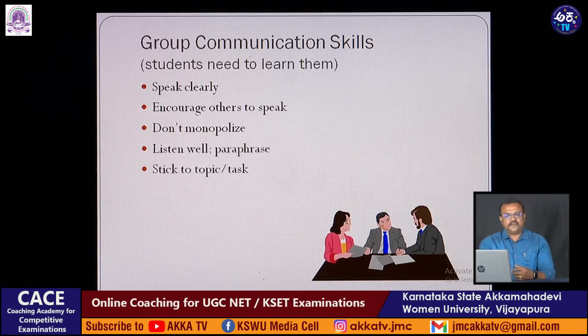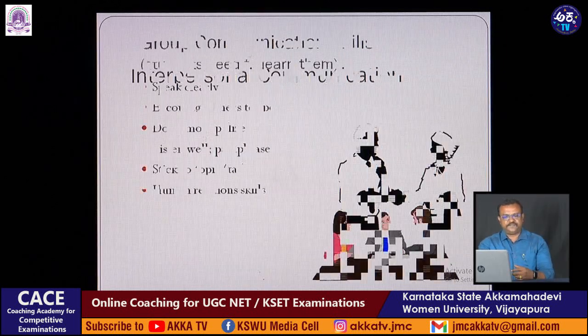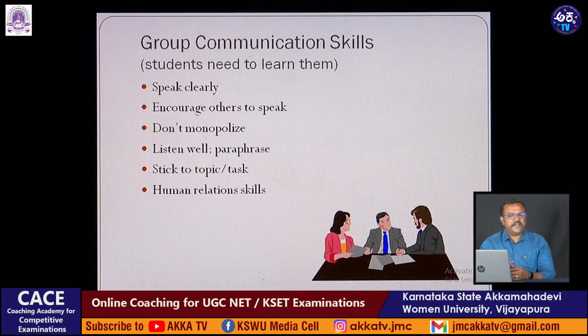Now, group communication skills. Speak clearly in a group, encourage others to speak. In a group, don't try to act as a dominator. Try to encourage each and every one in your group so that they can come out with their thoughts, their feedback, their suggestions. Don't monopolize, don't try to dominate.